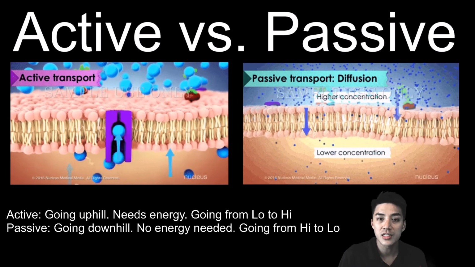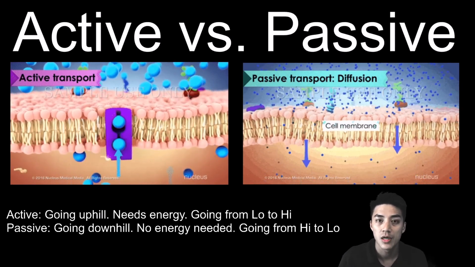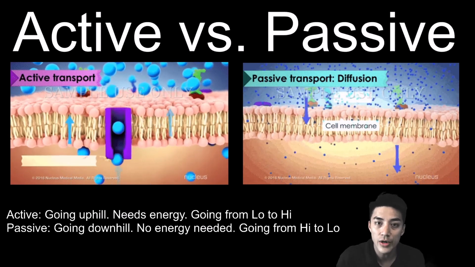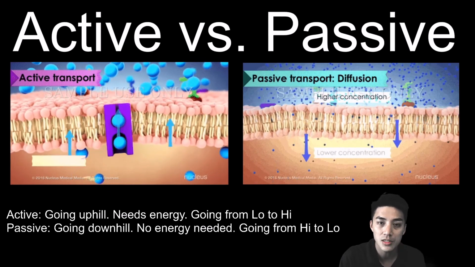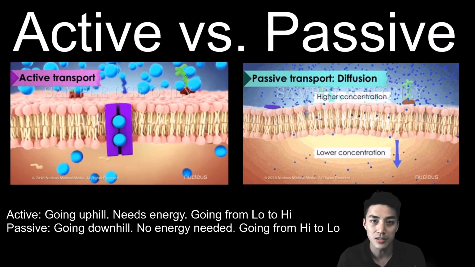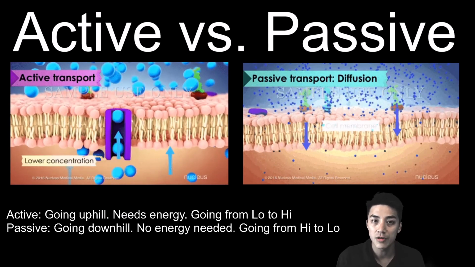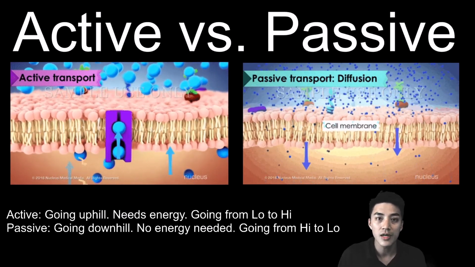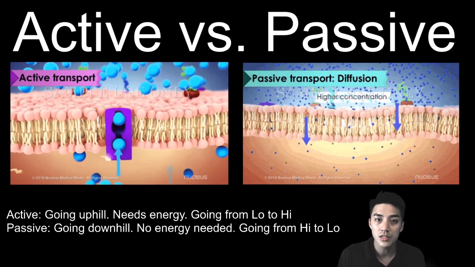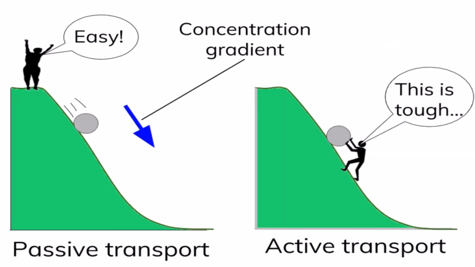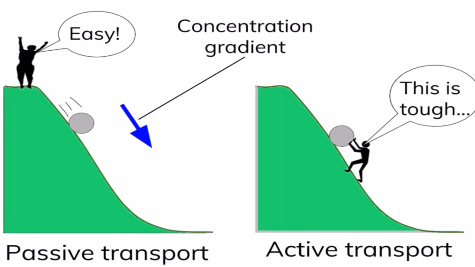And here you can see a side-by-side comparison between active transport and passive transport. In active transport, this is like going uphill. You need energy, and you're pumping materials from low concentration to an area of high concentration. Whereas in passive transport, this is like moving stuff downhill. There's no energy that's required, it just happens on its own, and you're moving from an area of high concentration to low concentration. Passive transport is going downhill, active transport is pushing something uphill.